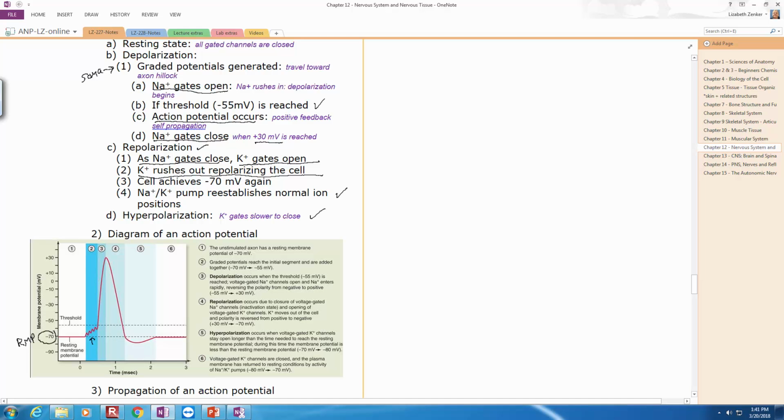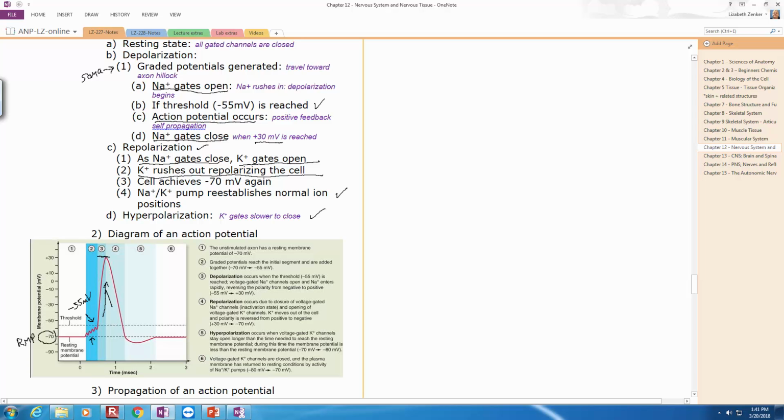Those are your graded potentials. A little bit here, a little bit there. One by itself is not enough to cause an action potential, but if you get enough graded potentials to hit threshold, and what did we say threshold was? Negative 55 millivolts. So if we get to negative 55 millivolts, what's going to happen? We get an action potential for sure. So that's what this blip here is. We're hitting our action potential at the top.